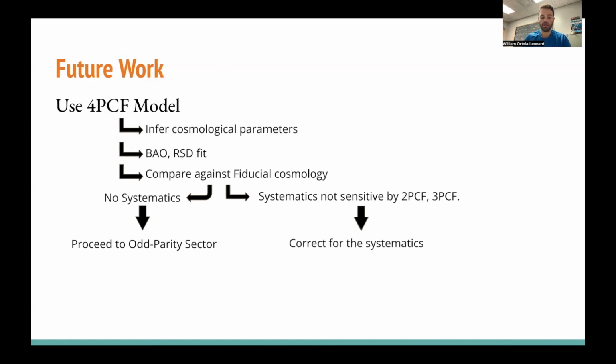Therefore, if we are able to correct for these systematics in the even parity sector, this will enable us to correct for these systematics in the odd parity sector, and therefore not reach any false conclusions in this parity-odd sector.